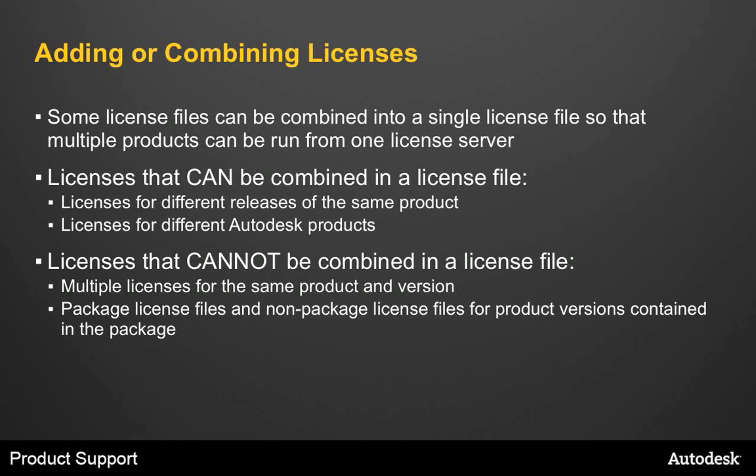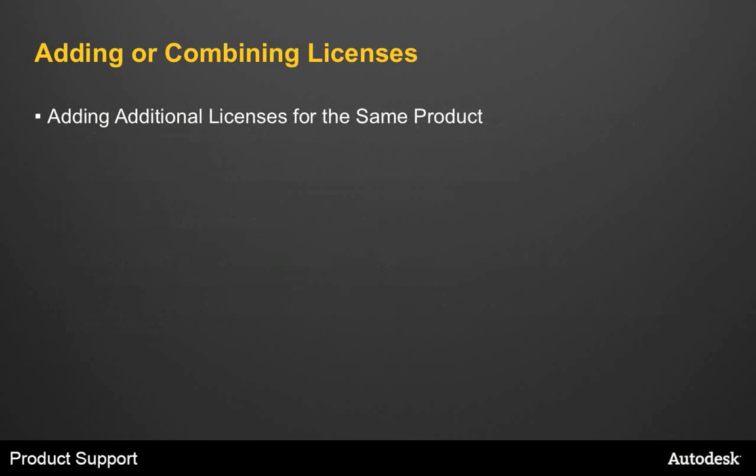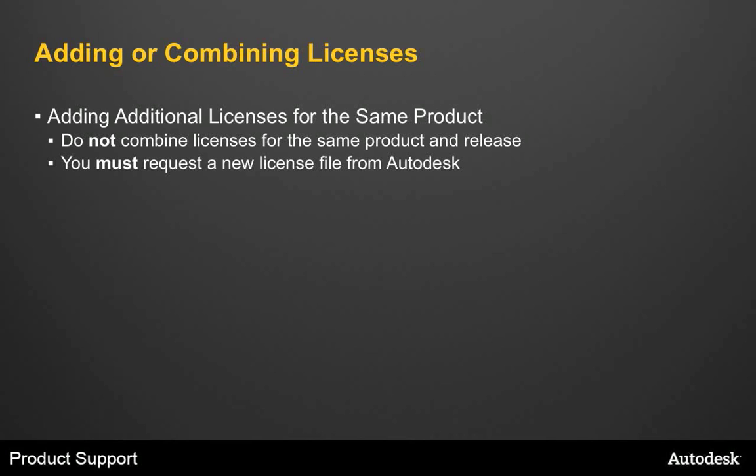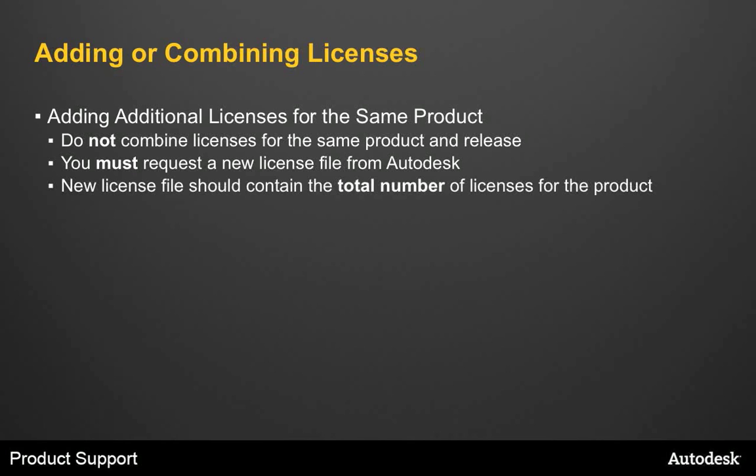For example, you can't combine an AutoCAD 2010 package license file with a regular license increment for AutoCAD 2009, 2008, or 2007. So if you need to add additional licenses for the same product, for example, you already have 5 licenses for AutoCAD 2010 and you need another 5 licenses for AutoCAD 2010, do not combine licenses for the same product and release. What you need to do is request a new license file from Autodesk.